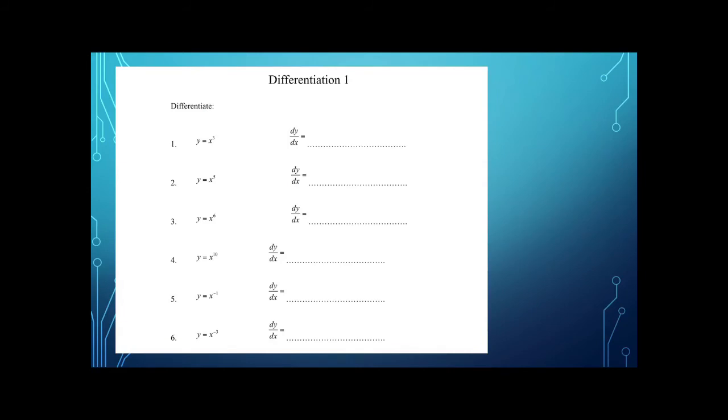Okay, this is the first part of the worksheet. I recommend you pause the video and have a go at the questions yourself. And then when you're ready, restart, and you'll see on the other page that I will do these questions for you.